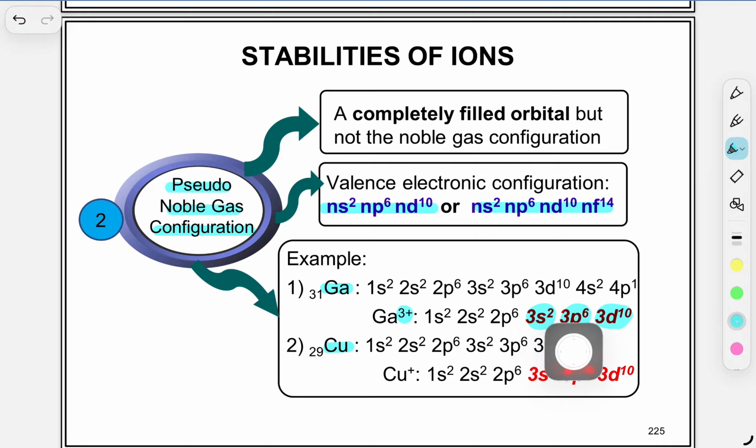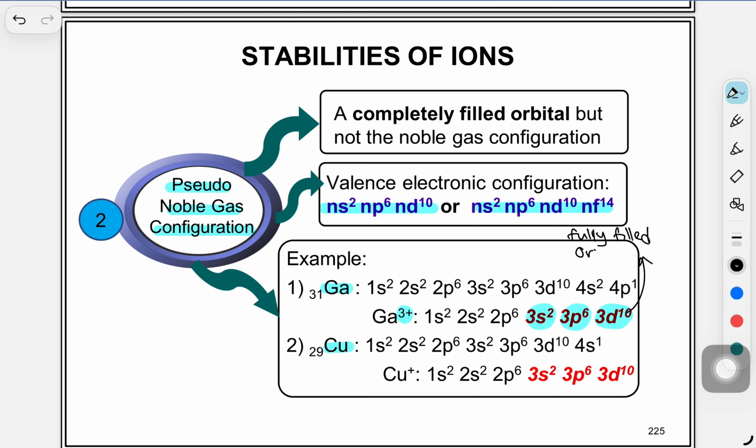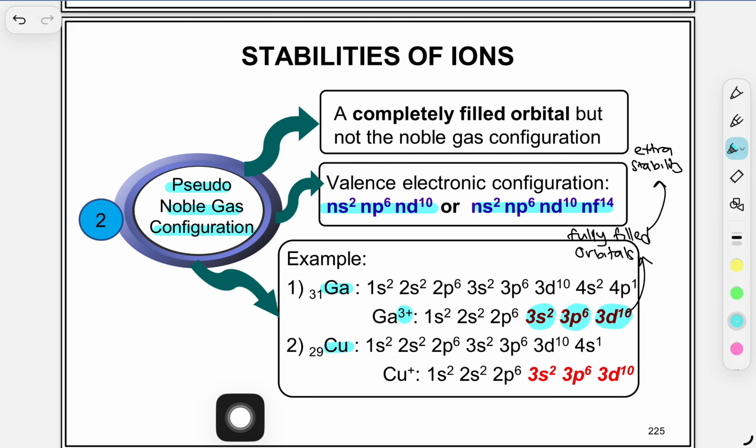All right, because we have also learned in the last chapter that when you have fully filled orbitals, they have extra stability. So we have to acknowledge that. We claim it as pseudo-noble gas configuration. All right, so we have two examples over here. You can have a look. Copper, when it forms Cu+, the valence orbitals are all fully filled with electrons. Therefore, it has a pseudo-noble gas configuration.